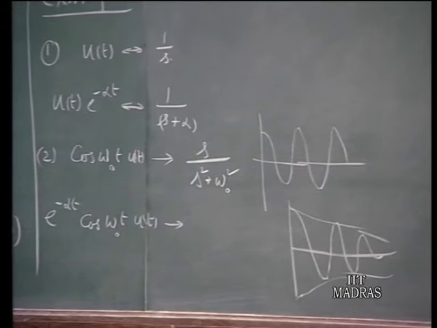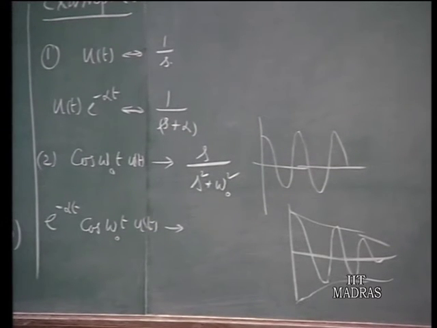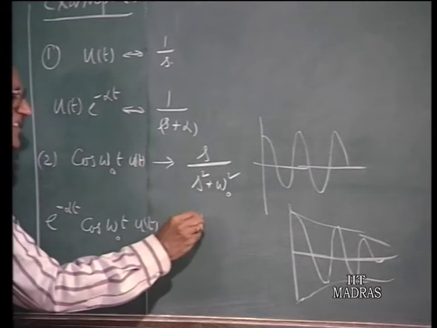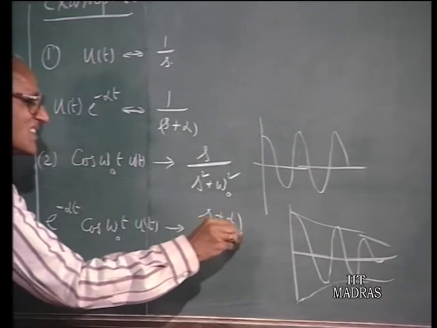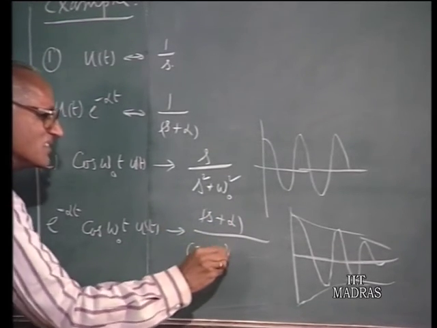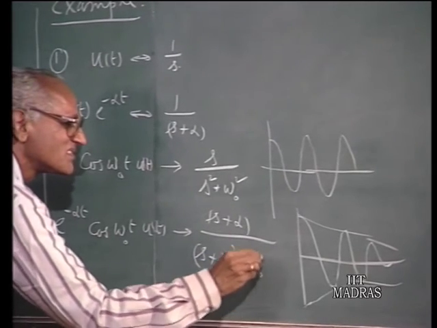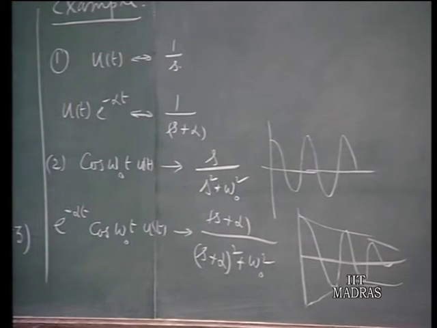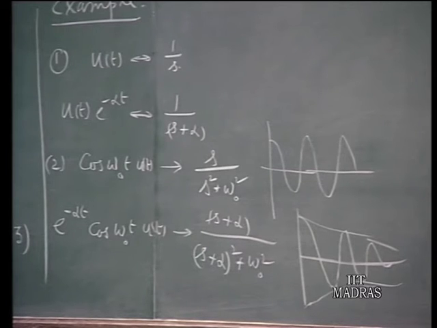So, an exponentially damped sinusoidal function of time. All this differs from the original function is by multiplication by e to the power of minus alpha t. Therefore, according to this rule, all we have to do is replace s by s plus alpha. So, you have s plus alpha divided by s plus alpha squared plus omega naught squared. So, this gives you a new function of time Laplace transform pair.